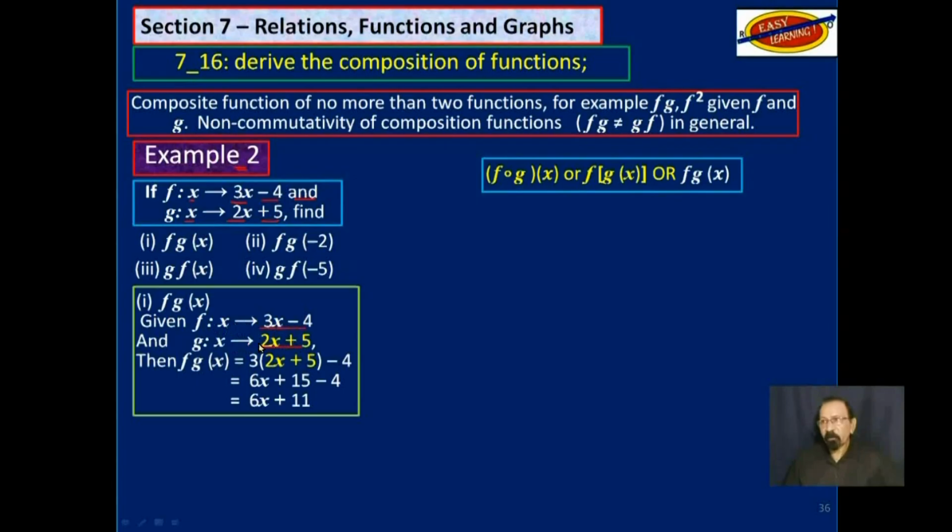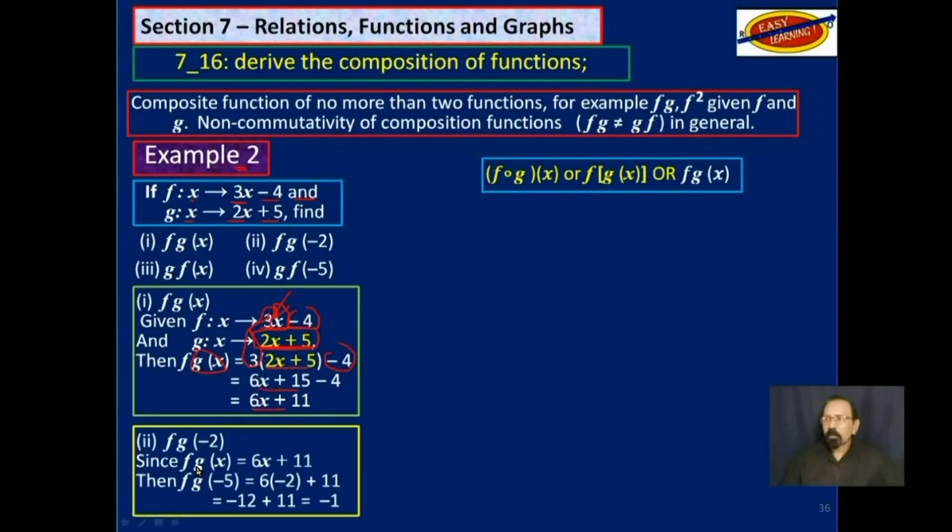We want to find f of g of x. So we will take this g of x and replace it for that x in f of x. So we get that 3 there is still this 3 here. This -4 is still this -4 here. All we did was replace that x with this g function, 2x plus 5, and then you simplify and you get 6x plus 11.